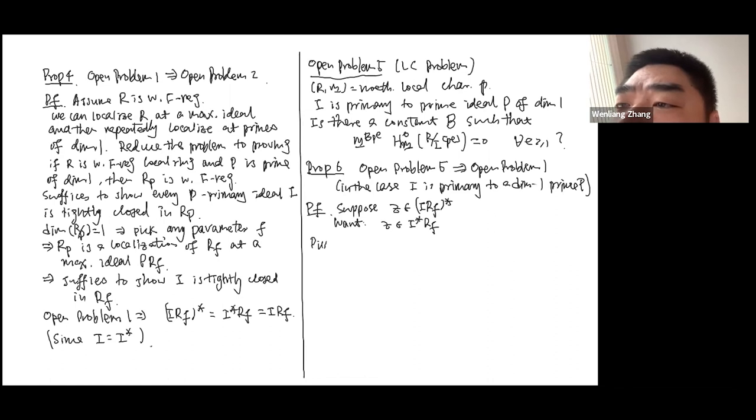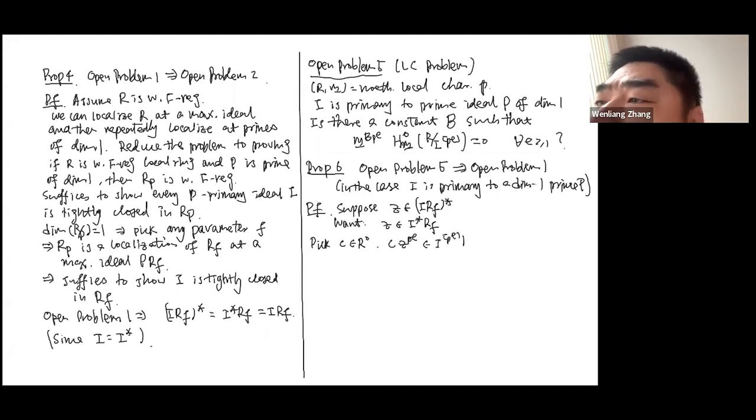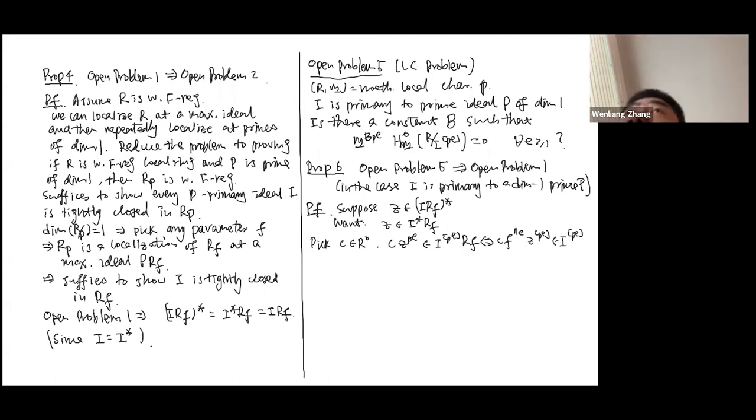We may pick c not in any minimal prime of R such that c times z to the p to the e is contained in the Frobenius power, but after the localization. Virtually, I'm just repeating the definition of tight closure. So what does it mean? This is equivalent to c times f to the N sub e. This is the same phenomenon as the W_e again. We can now focus on one element, but the exponent N_e highly depends on e.